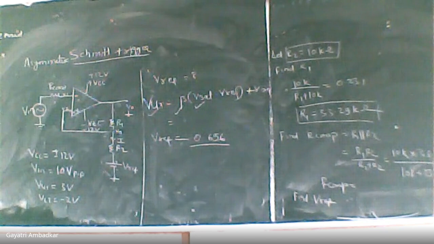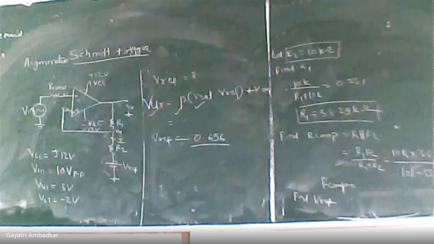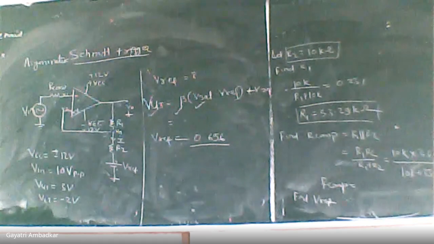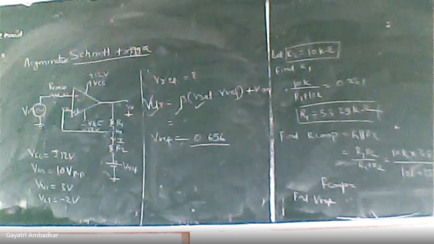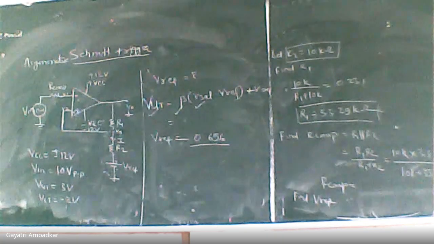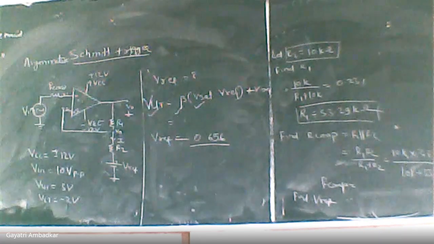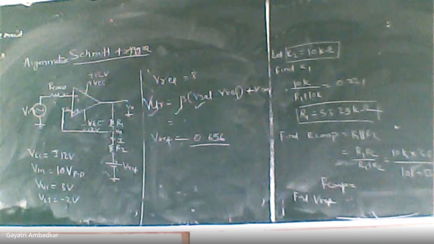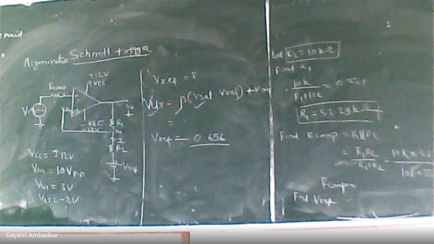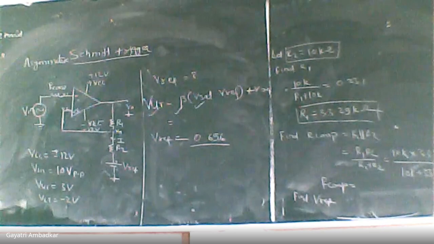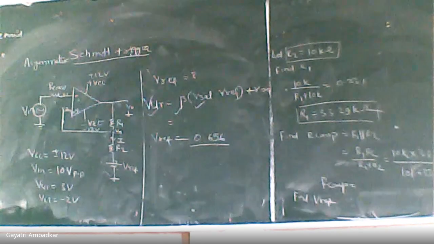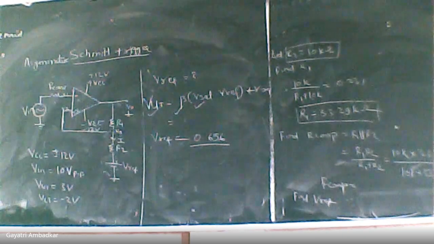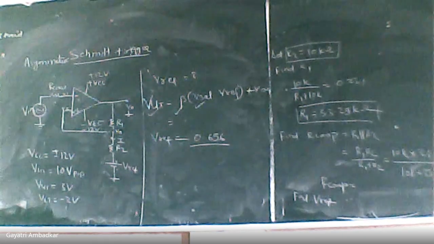So you have to use the formulas for VUT and VLT carefully. In this problem, you use VH, the hysteresis voltage. It is 2 times beta into Vsat, and also VH is equal to VUT minus VLT. So first of all, find VH using VUT and VLT, and then use this value of VH in the formula VH equal to 2 times beta into Vsat. So you will get beta. Beta is R2 by R1 plus R2. Assume one resistance, find the second resistance. Then using the value of VUT, you can find the remaining V reference.